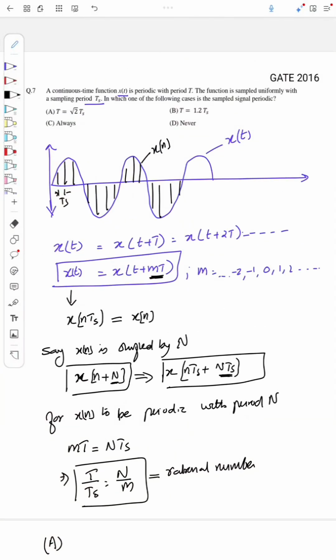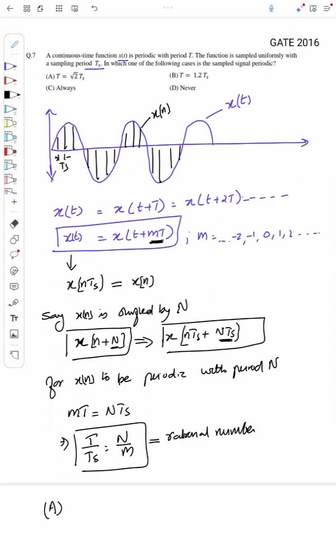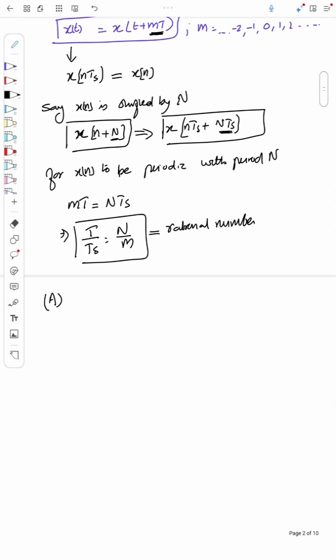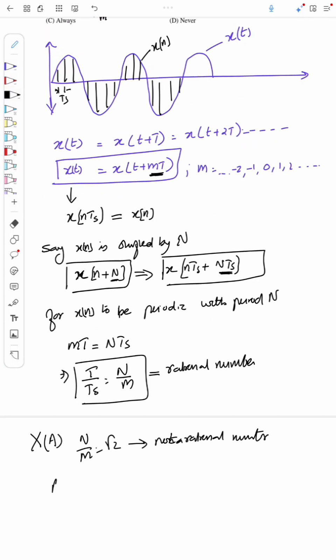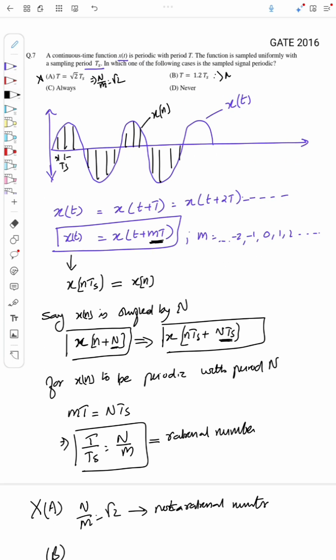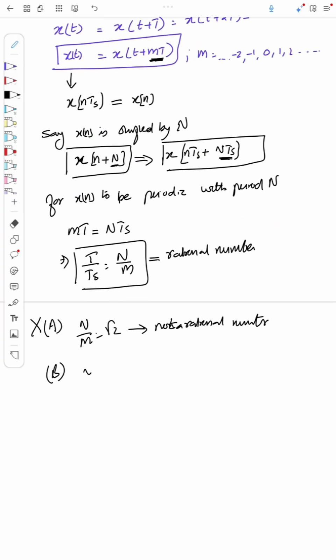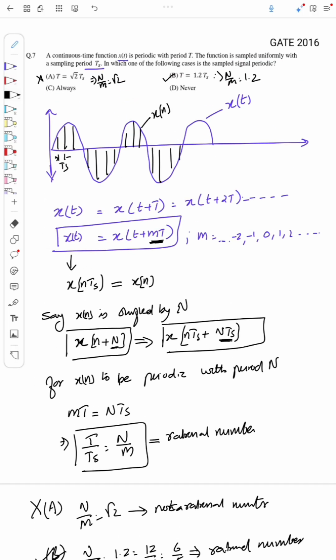Given option A, here T is equal to root 2 Ts, or we can say N by m is equal to root 2, right? So N by m is root 2, which is obviously not a rational number, which means option A is not correct. Now if I take option B, given the N by m value is equal to 1.2, so definitely it's a rational number. 1.2 is same as 12 by 10 or 6 by 5, so it's actually a rational number. So for this case, N by m is rational, so this is true. If I sample the signal with T equal to 1.2 times Ts, definitely it's a periodic signal.